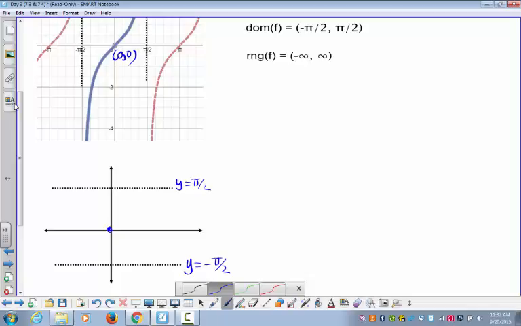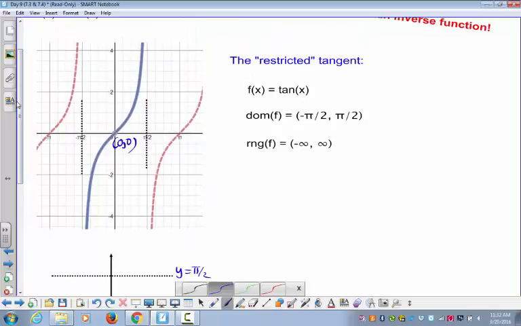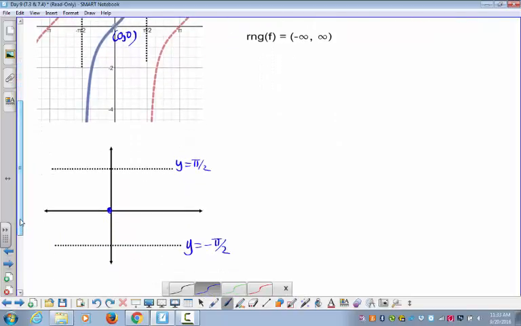Now, instead of picking points this time, let's just think a little bit more generally. As the angle approaches pi over 2, the ratio is approaching infinity. So we want to switch that now. We want to say, as the ratio approaches infinity, the angle is approaching pi over 2. So we're doing this kind of thing. So that will be our graph.